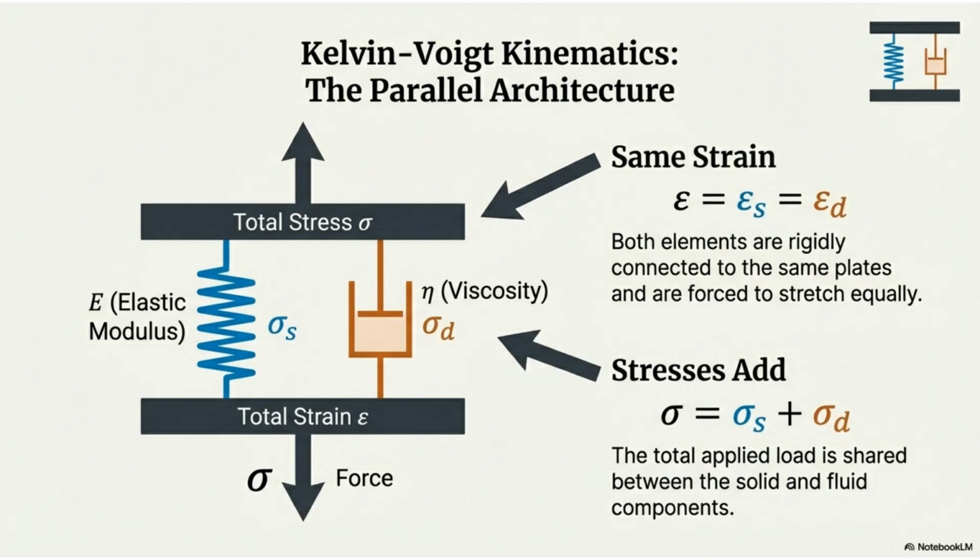We begin with Kelvin Voigt kinematics, which uses a parallel architecture. In this configuration, the elements share the same strain as they are rigidly connected. The total stress is the sum of the stress in the spring and the dashpot.